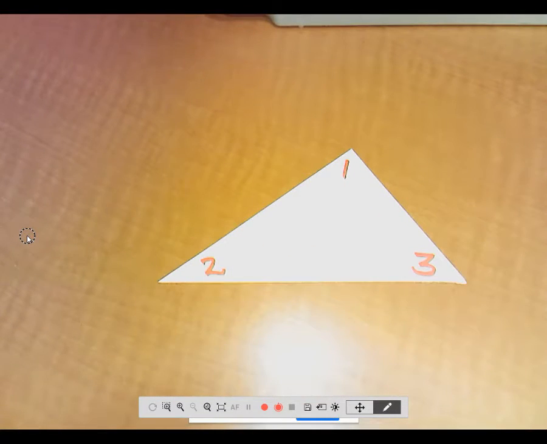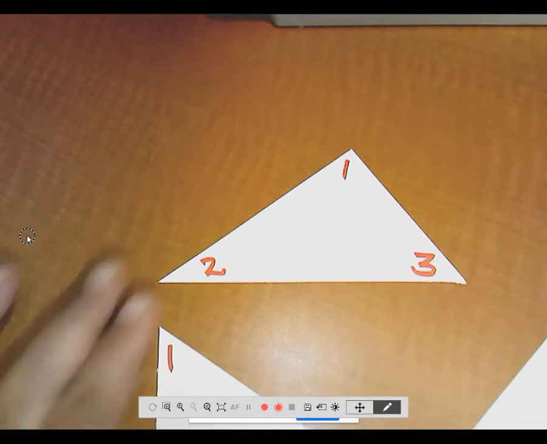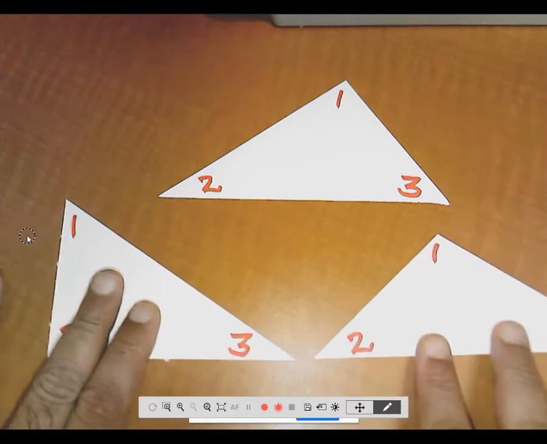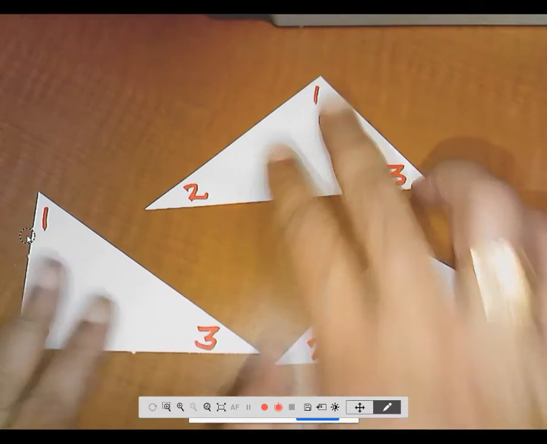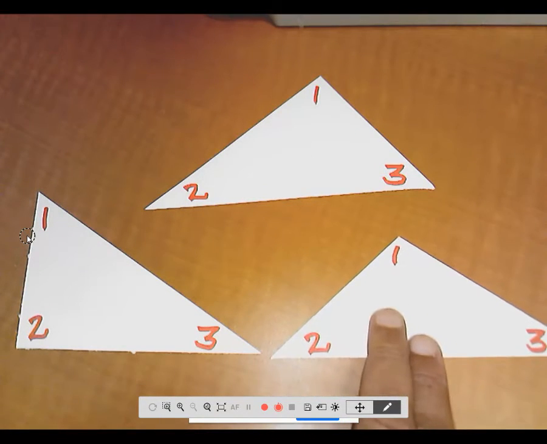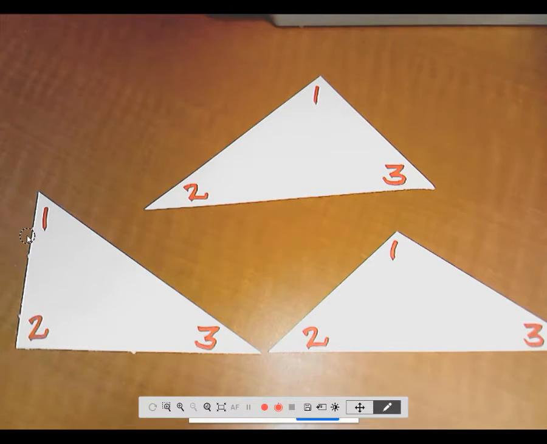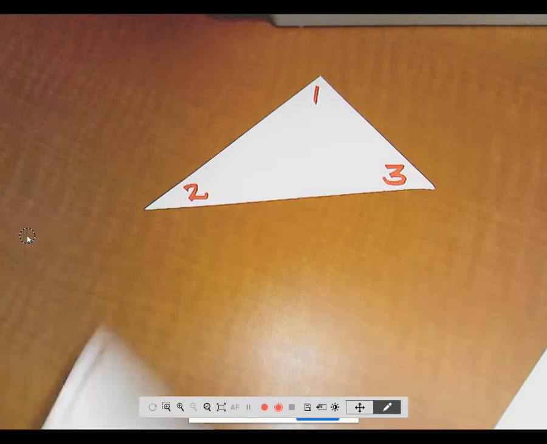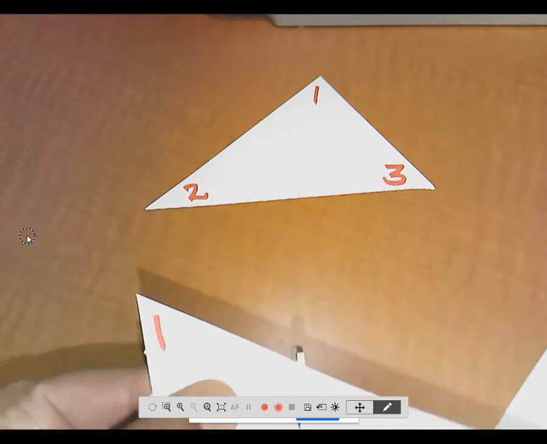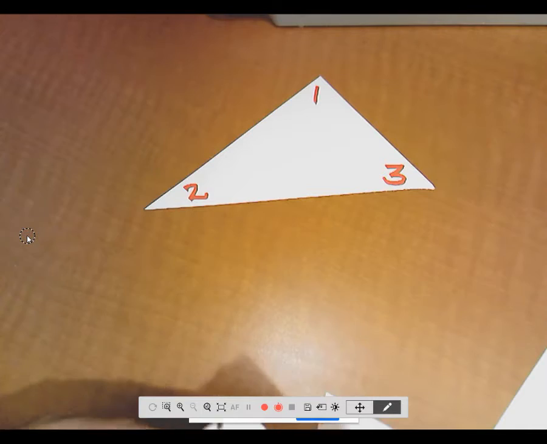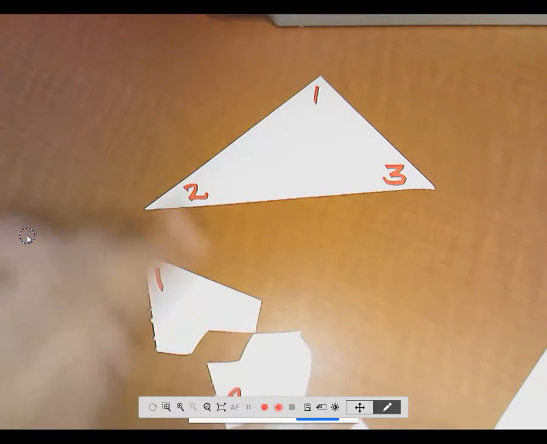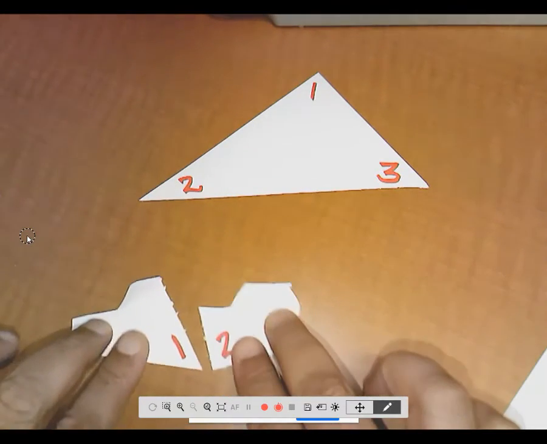Okay, let me enlarge my screen. Well, here I'm taking three triangles. This is 1, this is 2, and this is 3. You can see that these three are of different shapes. Okay, so let me cut them into some bits and pieces. So I take my scissors, just cutting, just making it into some pieces. So this is 1, 2, and 3. So let me place them side by side.